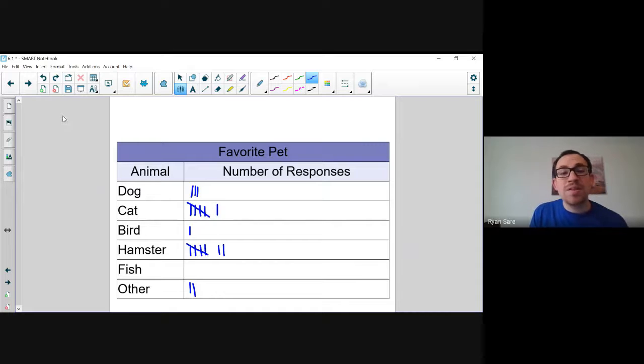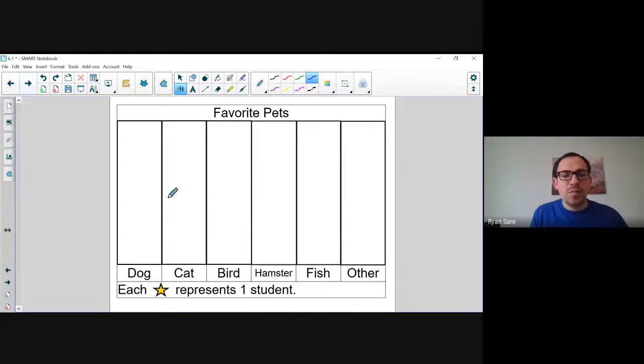The next thing I'm going to do is figure out a way to organize the data. And one way that we can do it, the way that we're going to learn today, is a picture graph. With a picture graph, we're going to use a picture to represent what we're talking about, okay? In this case, a star. And what we have here, this is called a key. The key tells you what the pieces on a graph represent. So in this case, it's telling me that every time I see a star, that's going to be one student's response. And it's going to help me keep it organized.